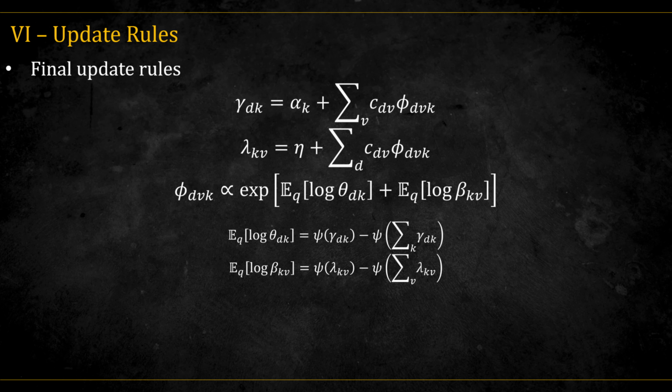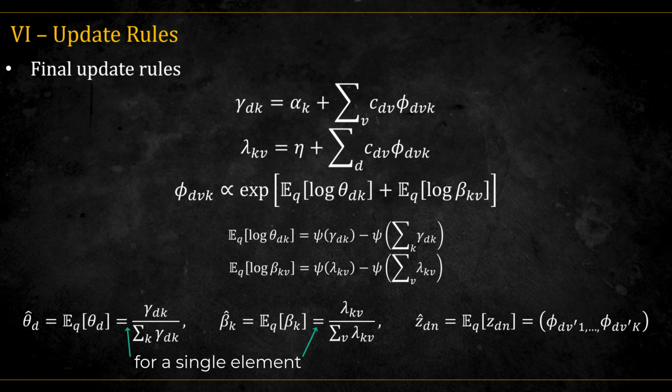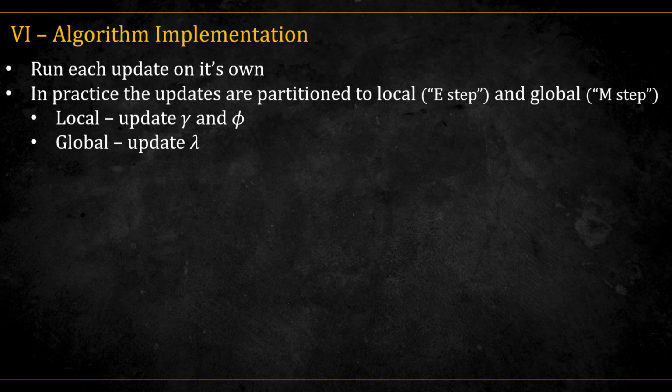Once we found the optimal variational parameters, we get a distribution over our parameters of interest. But what we'll usually do is use the means of these distributions as our estimates for the parameters. For implementing an algorithm, we could simply run each update rule on its own. But in practice, what is being done is dividing the updates to local and global updates. The local step updates the gammas and the phis. This is done for each document. And the global step updates the lambdas. This is done for the entire corpus.